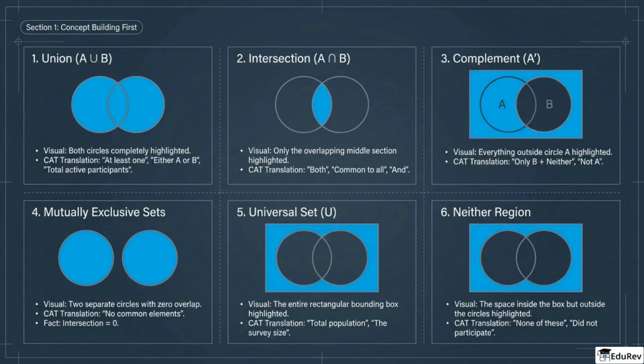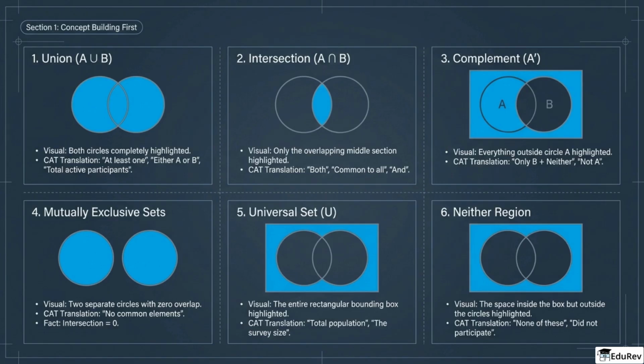Now let's build the basic language properly. When two sets are combined through union, you are talking about everything that belongs to either set, including the overlap. Intersection is narrower. It is only the common part shared by both sets. Complement means everything outside a chosen set, but still inside the universal set. Mutual exclusivity means no overlap at all.